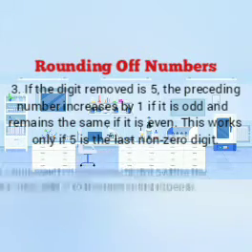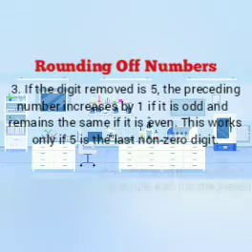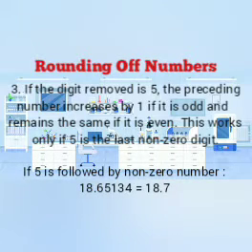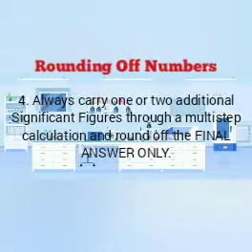But if it is followed by a non-zero digit, follow the first rule and add 1 to the preceding number. For example, 18.65134 becomes 18.7 since 5 is followed by a non-zero number, so the even preceding number will be added by 1. Number 4. Always carry 1 or 2 additional significant figures through a multi-step calculation and round off the final answer only.